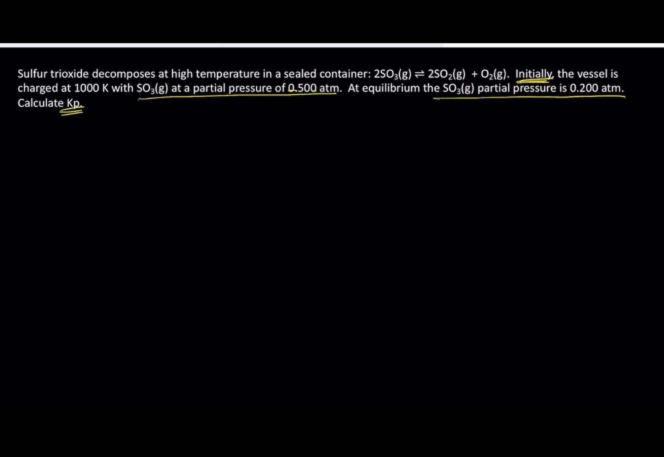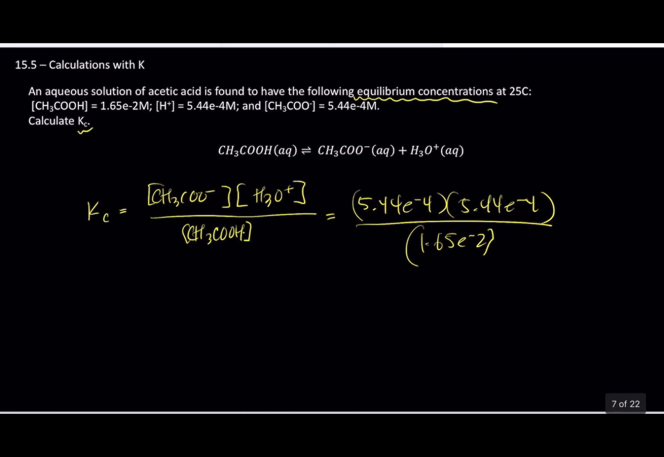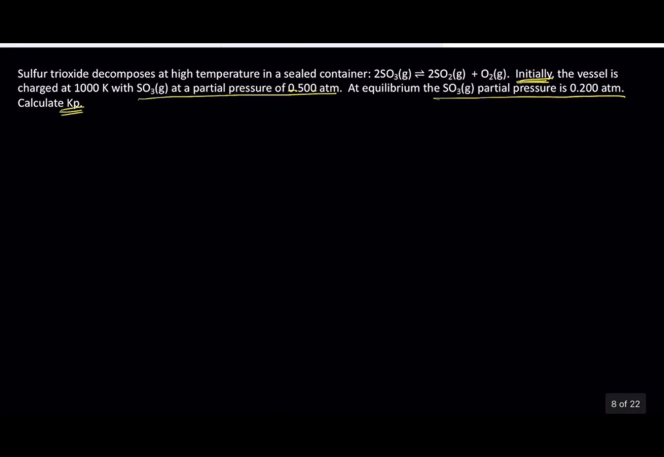First, let's talk about how this problem is different from the previous one. In the previous problem, we had all of the equilibrium concentrations, so we just plugged them into K. Here, we only have one equilibrium concentration, meaning we don't have enough information to plug into K. So step one is find the equilibrium concentrations, because I need those to plug into K.